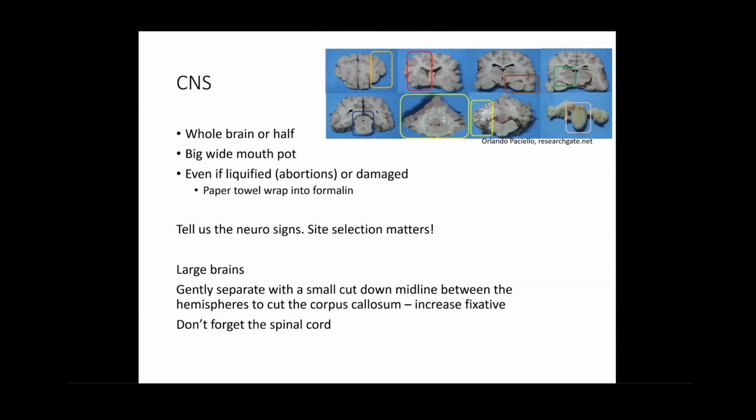If the brain is very, very large, so if you're submitting a cow brain and you're doing TSE exclusion, you might want to gently separate the corpus callosum just to allow the ventricles to open up a little bit, and then that formalin can penetrate the ventricles and reduce the fixation distance. And don't forget that anterior spinal cord.